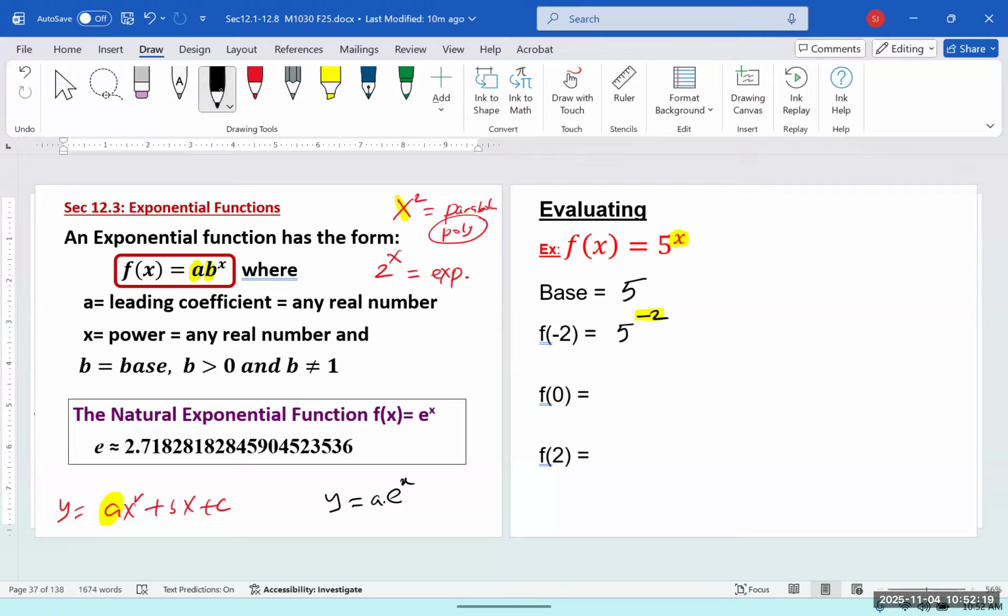And then you have to simplify. It's a negative power, right? So how do you convert negative into positive power? 1 over 5 to the positive 2. And the final answer is 1 over 25. It's a fraction, and we have no problem with this fraction. It's not reducible.